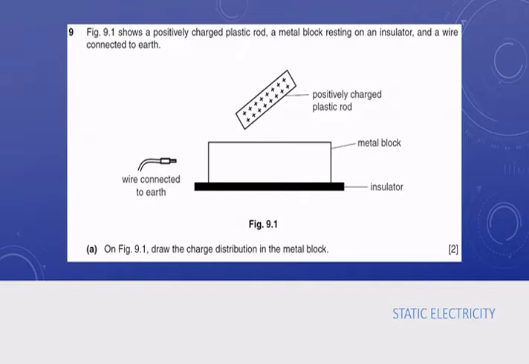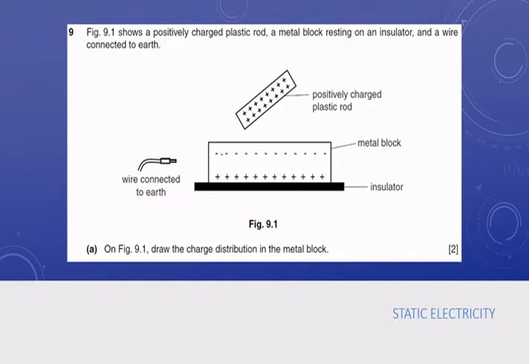Remember, the positively charged plastic rod will attract negative charges inside the metal block. The metal block has positive and negative charge inside it. So we have to draw negative charges on the top part of the metal block, like that. The positive charges inside the metal block will be repelled by the positively charged plastic rod. So the positive charges will be drawn on the bottom part of the metal block, like that.